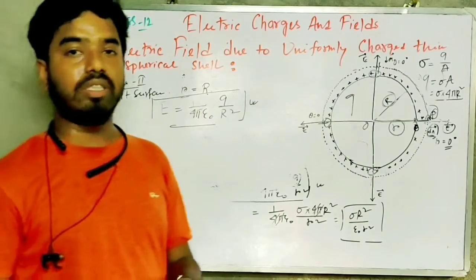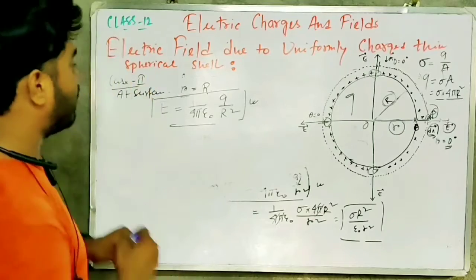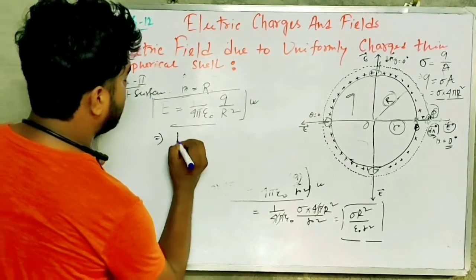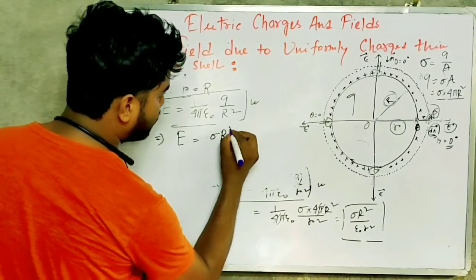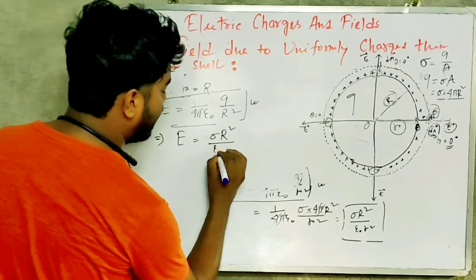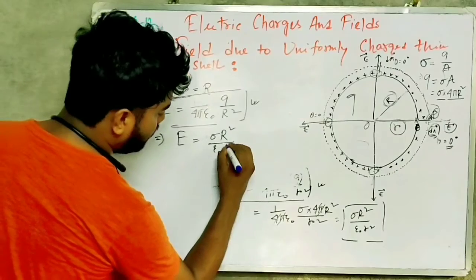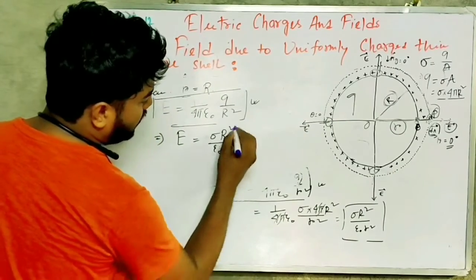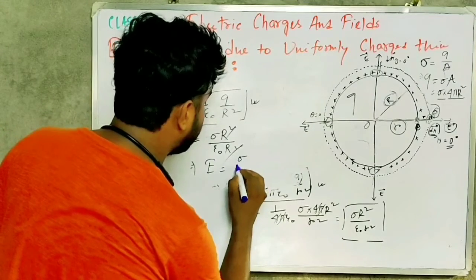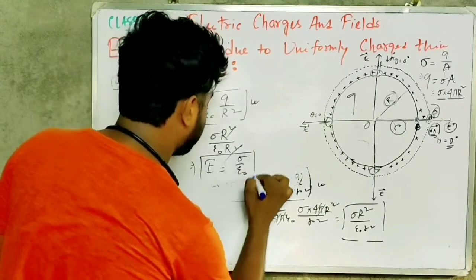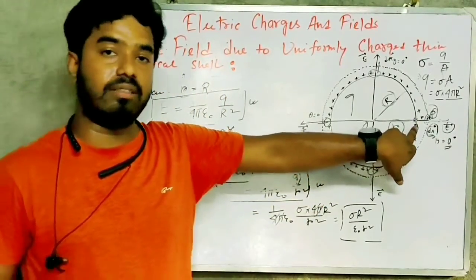But if we consider surface charge density, then what will be its expression? E equals sigma capital R square divided by epsilon naught small r square, and as small r is equal to capital R, this will be capital R square. Now capital R square cancels out, then the expression of electric field will be sigma by epsilon naught. So this is the another expression of electric field at the surface of this spherical shell or sphere.